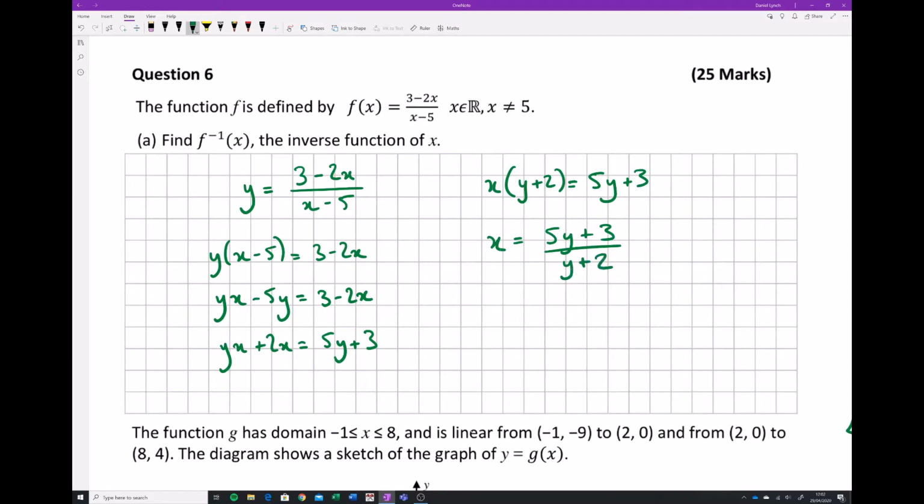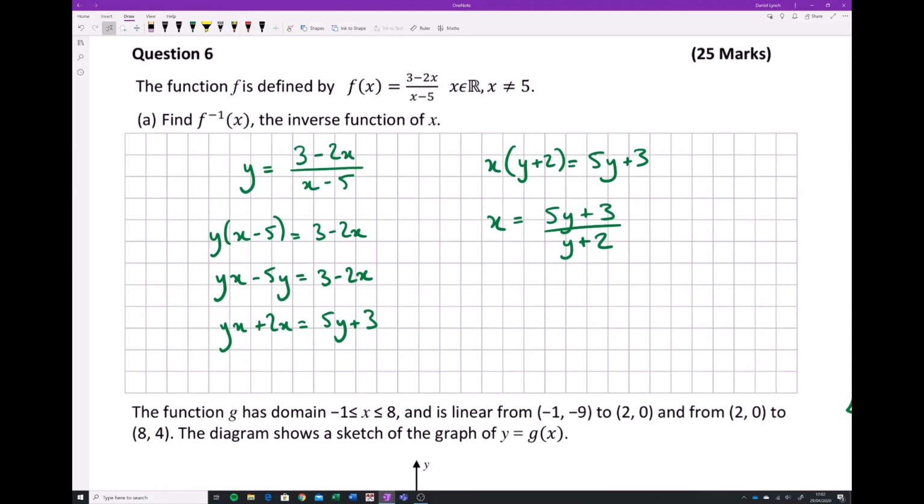You must make the next step. It's not good enough just to stop there and go, yes, that's it, I've done it. You must now say, and this is going to be your answer, the inverse function is that y is equal to 5x plus 3 over x plus 2. And I would always take the time, and I might write it like this for them.